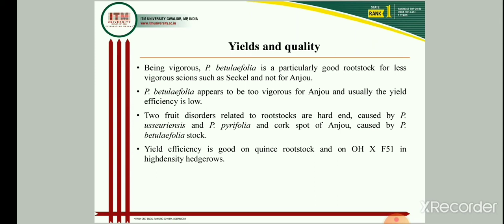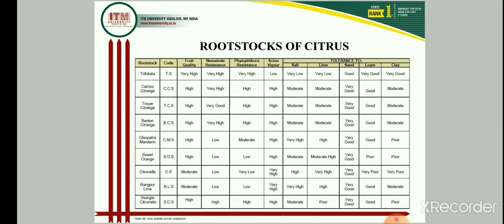The major disorders related to rootstocks are hard end, which has been reported in Pyrus ascendens and Pyrus pyrifolia, and cork spot of Anjou, which is caused when grafted over betulifolia. Yield efficiency was reported to be very good in Quince rootstock as well as the Old Home x Farmingdale 51 hybrid in high density cropping systems.